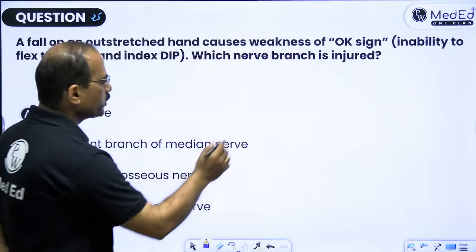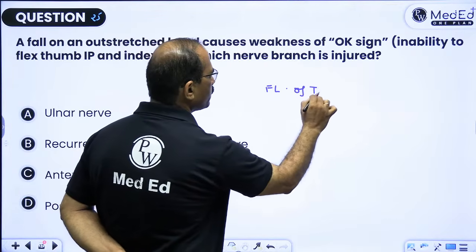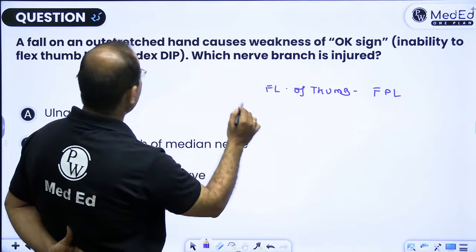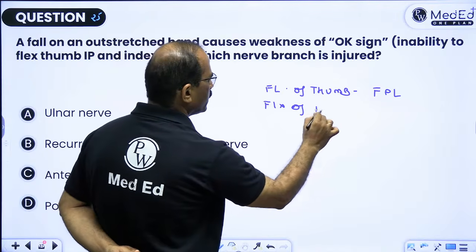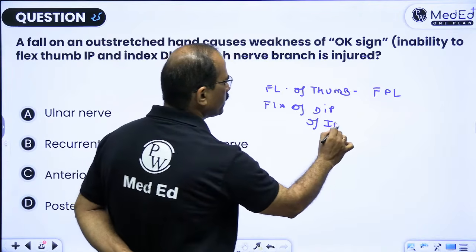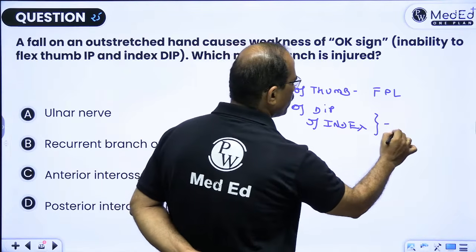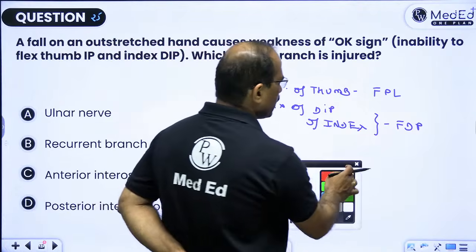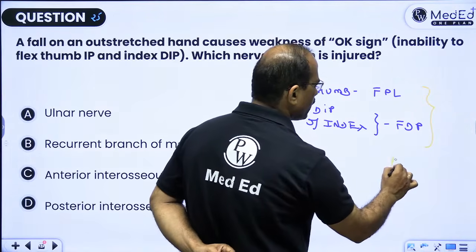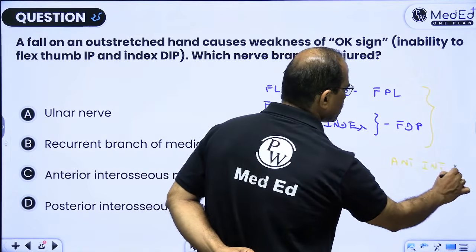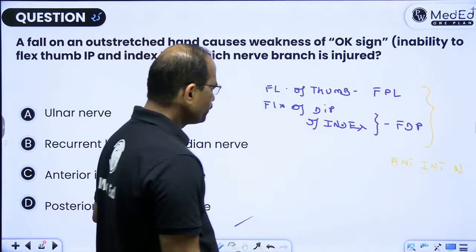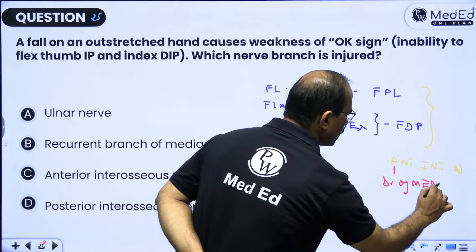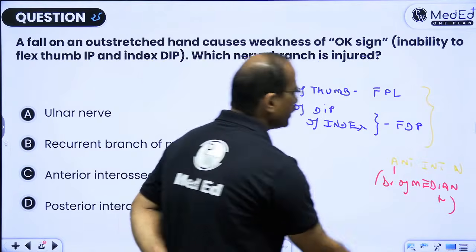So flexion of the thumb कौन करता है? Flexion of thumb is done by flexor pollicis longus, and flexion of distal interphalangeal joint of index finger is done by flexor digitorum profundus. Flexor digitorum profundus. Both this are supplied by, ये दोनों को कौन सप्लाई करता है? Anterior interosseous nerve. Both this are supplied by anterior interosseous nerve, and this anterior interosseous nerve is a branch of median nerve. It's a branch of median nerve, right?